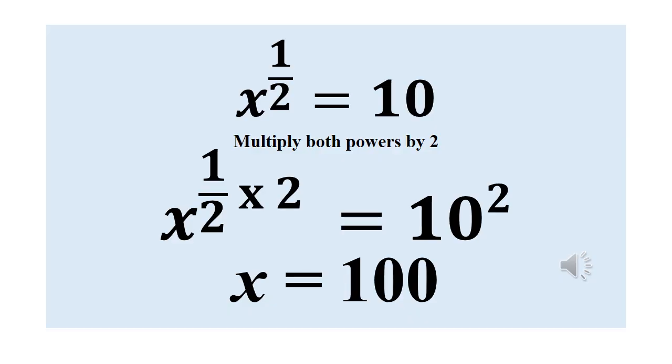Now square root of x is the same thing as x raised to power 1 over 2. The square root there is the power 1 over 2. Then we can rewrite square root of x equals 10 as x raised to power 1 over 2 equals 10. So if we multiply both powers by 2, then we have x raised to power 1 over 2 times 2 equals 10 raised to power 2. Then we have x equals 100. That is 10 times 10, that is 100.